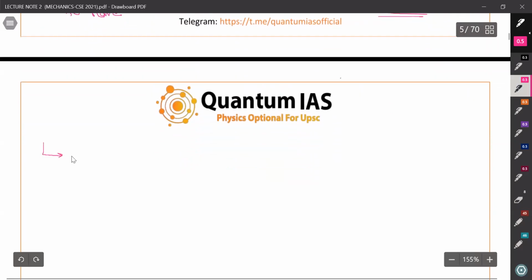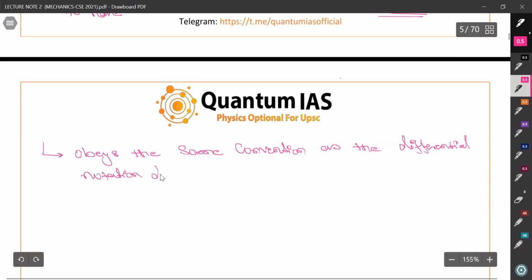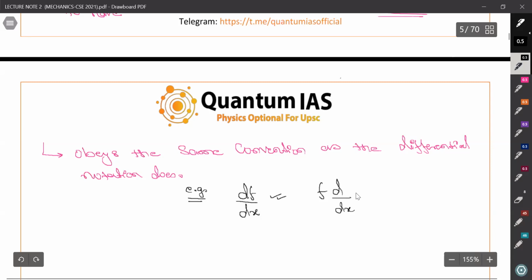Also, we can relate it with the differential notation. So it obeys the same convention as the differential notation does. For example, we write like this, df by dx. This is the correct way of writing. We cannot write f d of dx. No, we cannot write that.